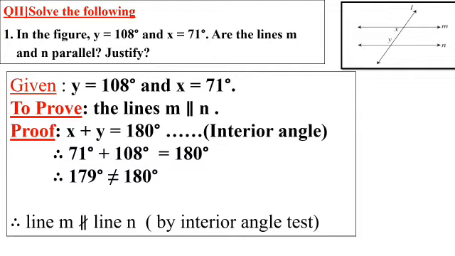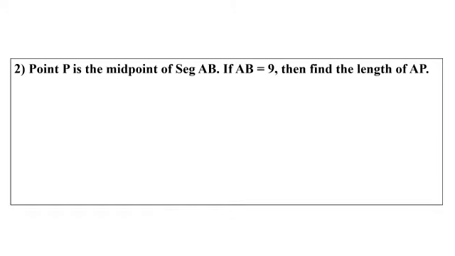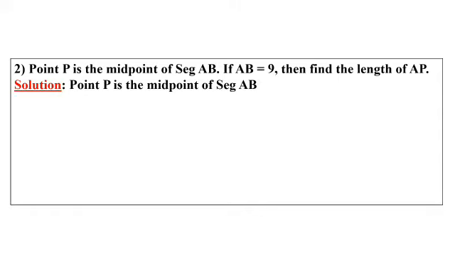Understood? Now the next question is given. Point P is the midpoint of segment AB. If AB equals 9, then find the length of AP. So here point P is the midpoint of segment AB. We have to write this first because it is a very important point. Now AP, if you see, the length of AP will be half of the length of AB.